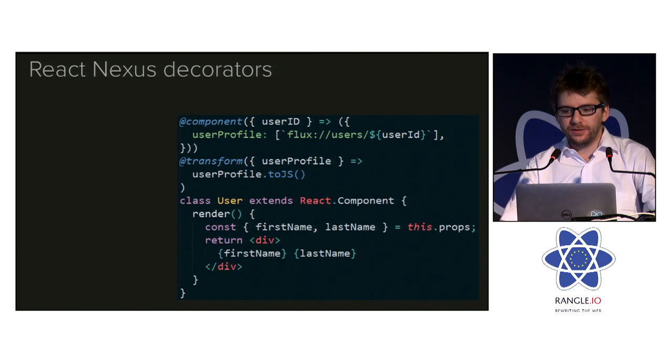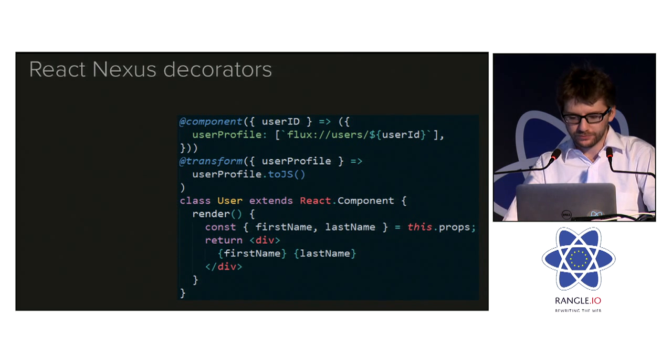Okay, let's see what an actual React Nexus component looks like. Instead of mixins, here I use ES7 decorators that return higher-order components. In this simple example, we implement a user component which subscribes to the profile of a user using a user ID and renders its first name and last name in a div. Once again, that's a pretty concrete example.